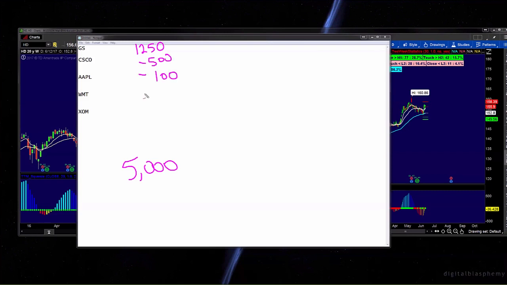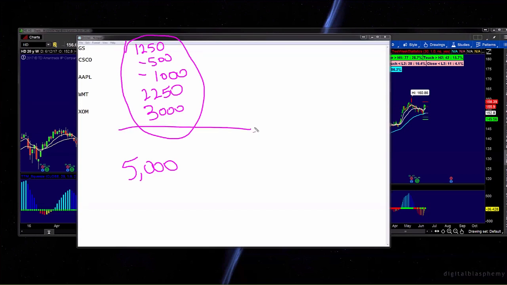Walmart makes $2,250 and works really good. And then ExxonMobil hits $3,000. So you're going to have kind of a mixed bag of stuff, but what you want to look at is, okay, none of those positions should be big enough that, if it really goes to town, it's not going to hurt you too bad, okay? And you don't need to make a lot on these to do it.